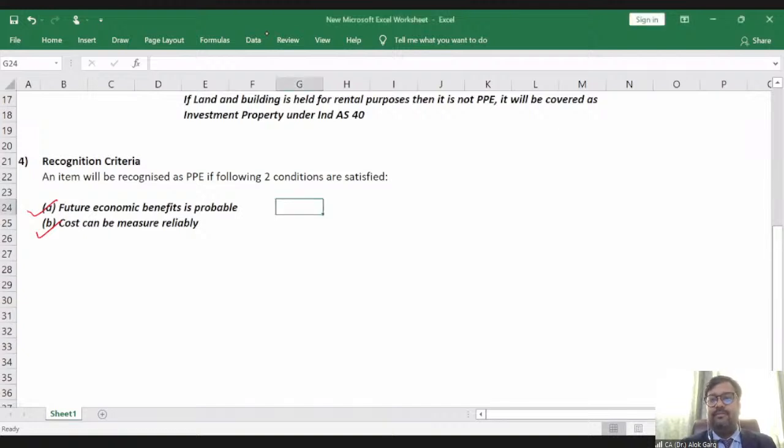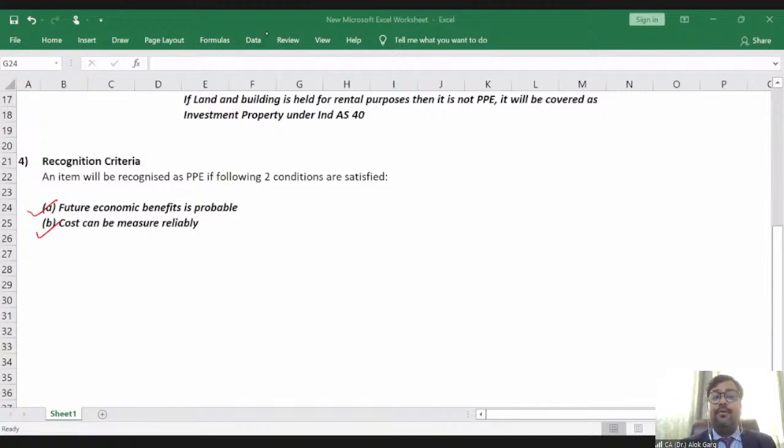Tanushri? This machinery will not be recognized as a property, plant and equipment. Why? Because future economic benefit is not probable. Cost is measured reliably. We are aware about the cost. In most of the cases, we are aware about the cost, but we need to see whether we will be able to derive future economic benefit. If the answer is yes, then we can recognize that item as a property, plant and equipment, otherwise not, right? Yes, Tanushri, you are right.